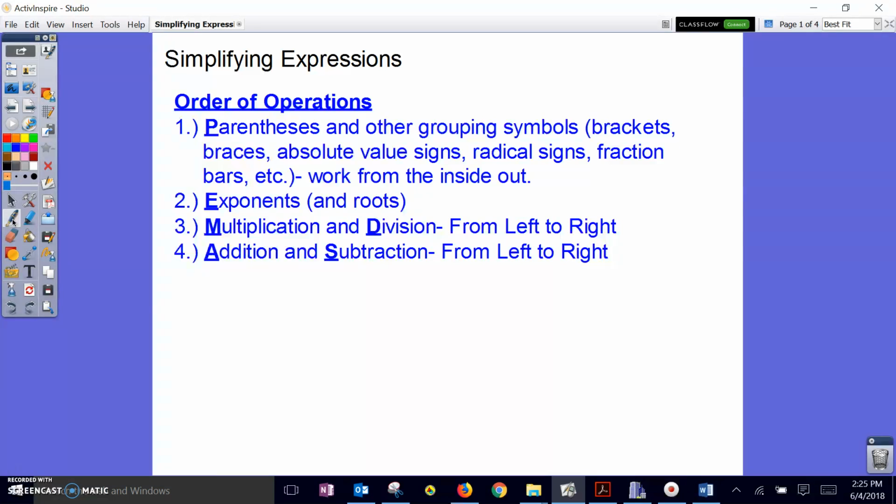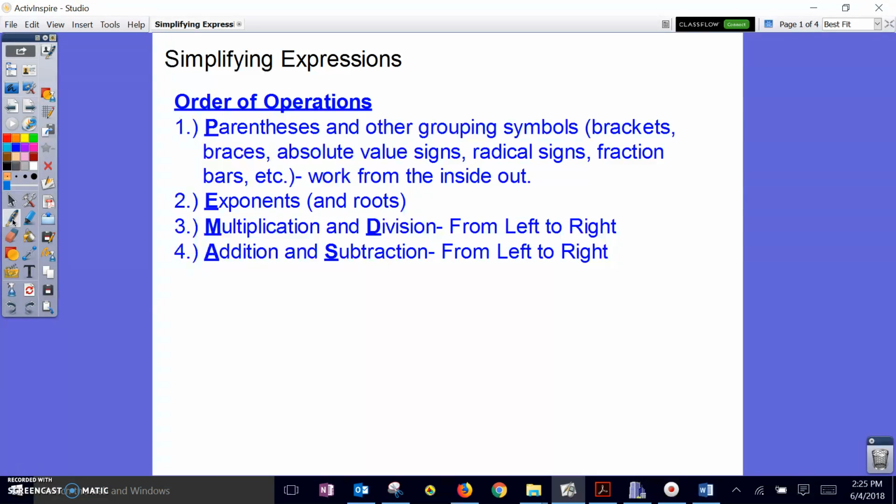First, we start with parentheses and other grouping symbols and do everything that's inside of a grouping symbol before we get rid of that grouping symbol. And when we do parentheses or grouping symbols, if we have multiple grouping symbols, we always work from the inside out. And you'll see what I mean by that in some later examples, but basically just go to the innermost grouping symbol, evaluate what's going on there, and then move on forward.